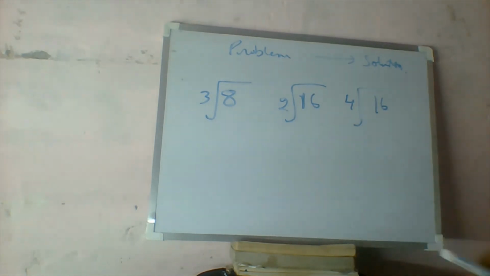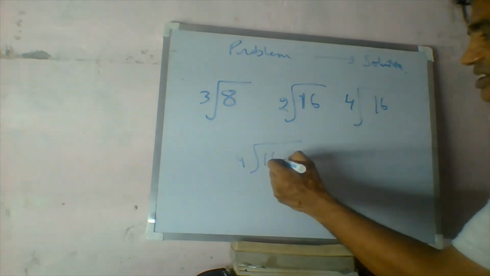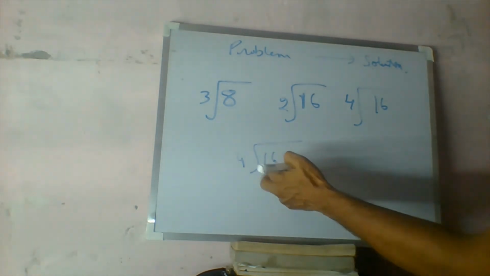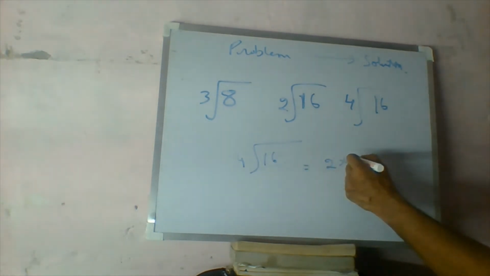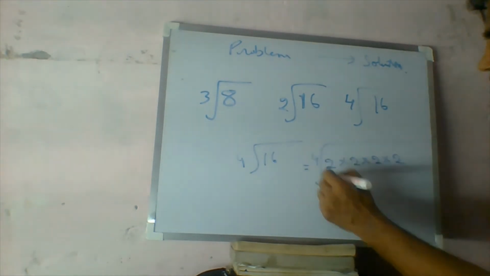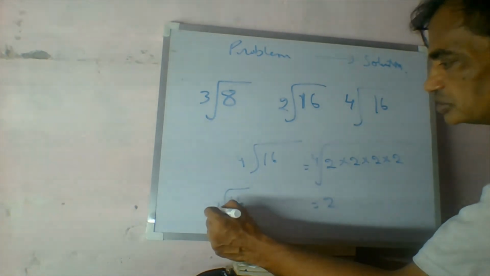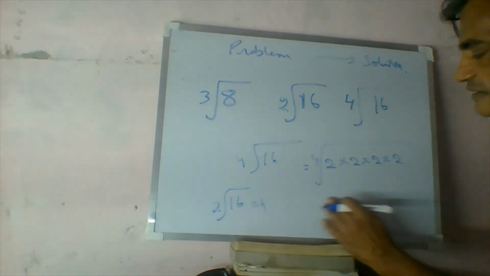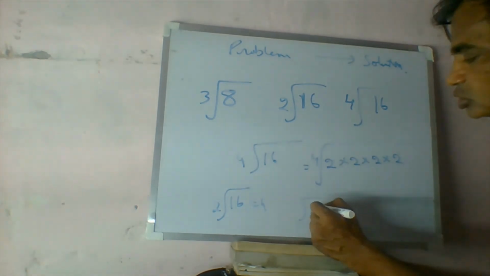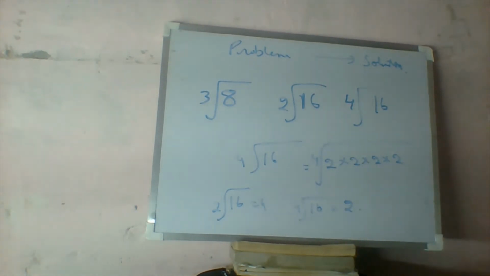And here it is asking me to find a number that, if multiplied by itself 4 times, will be 16. So it will be 2 into 2 into 2 into 2. So the square root of 16 is 4, whereas the fourth root of 16 is 2. Hope this is clear.